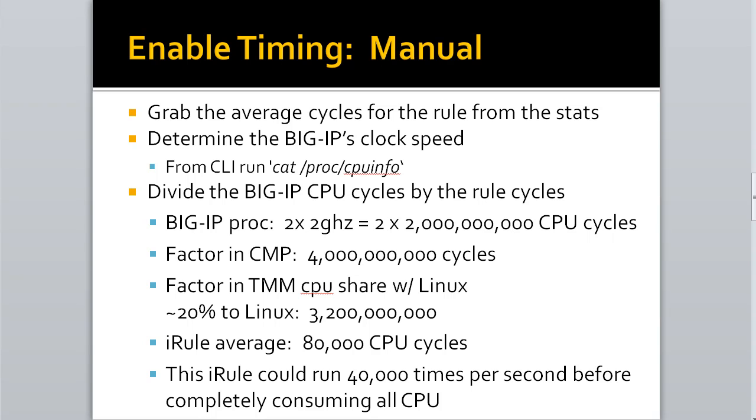And then you want to multiply your speed times your cores, and then that gives you a total number of cycles. You need to factor in the fact that TMM shares resources with Linux, and so when you take off 20% of your total, that's roughly about what iRules would have access to. Now, you still have to consider that TMM does other things besides just process iRules, so this is going to be a max number. It's not necessarily going to be a realistic number.